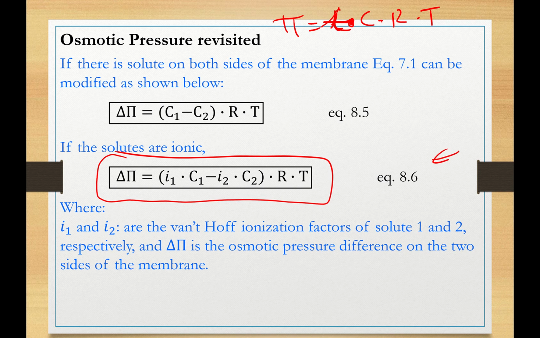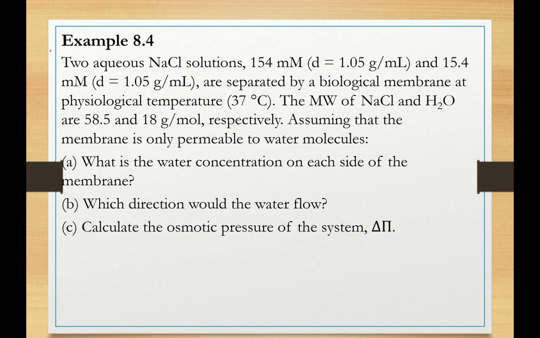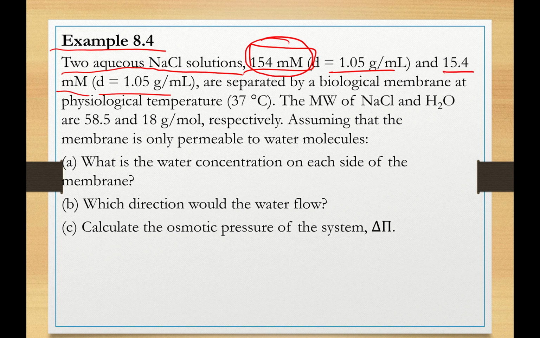Let us apply this equation. So we're going to use example 8.4 to apply our new equation there to determine delta pi. So here we have two aqueous solutions. They are both sodium chloride solutions. The density of each one is the same, although they have very different concentrations. It appears that it doesn't make a difference, a little bit of solute more here. So here the first concentration is 154 millimolar, whereas the second solution is 15.4 millimolar. However, the density of them are similar, okay?